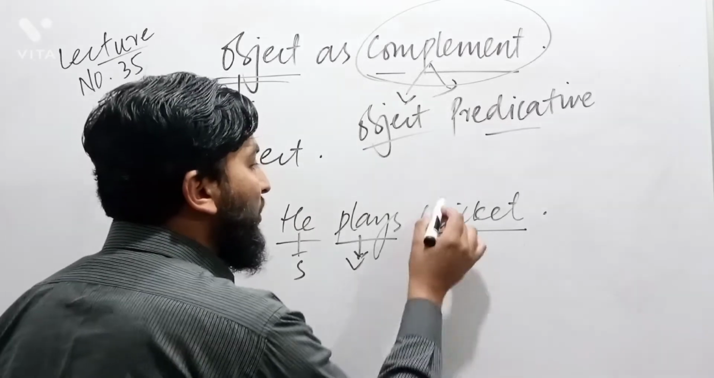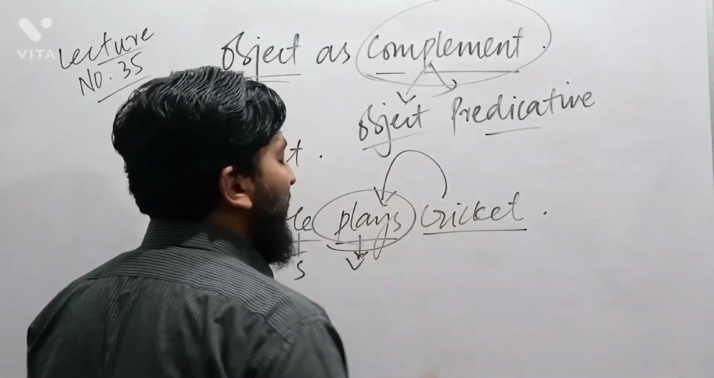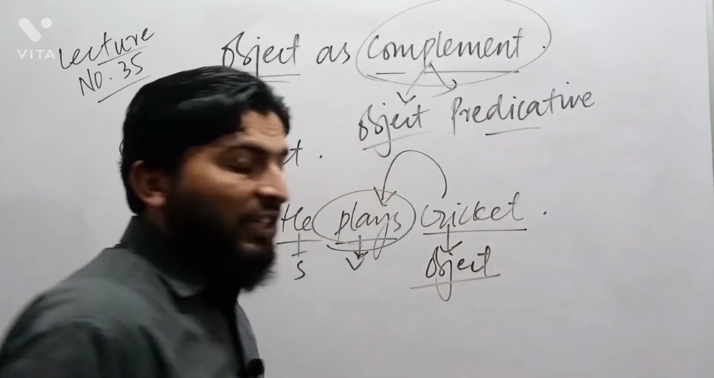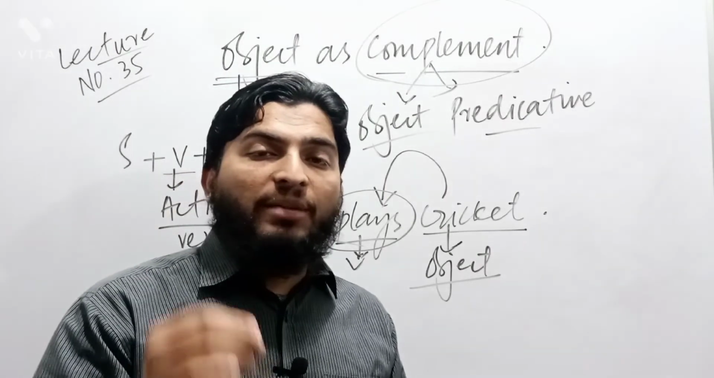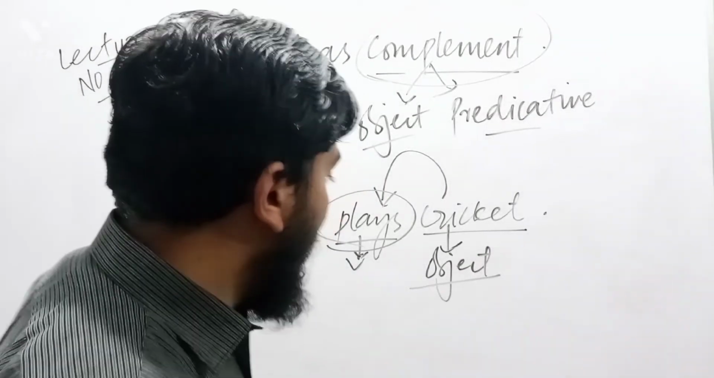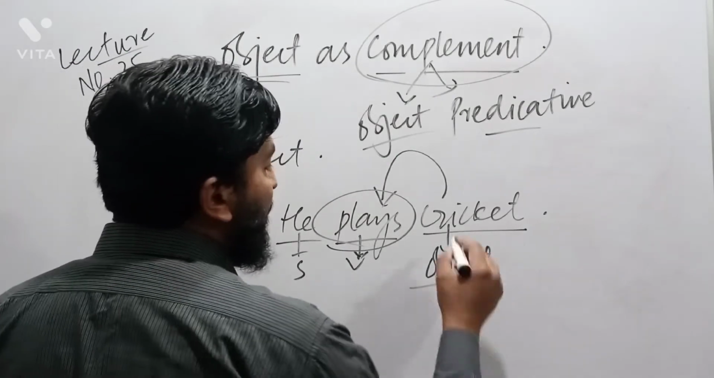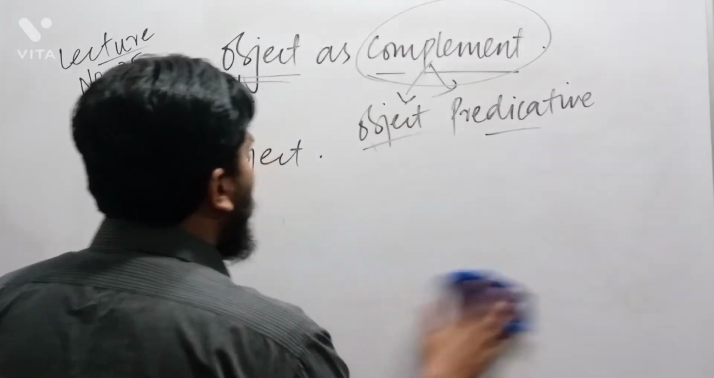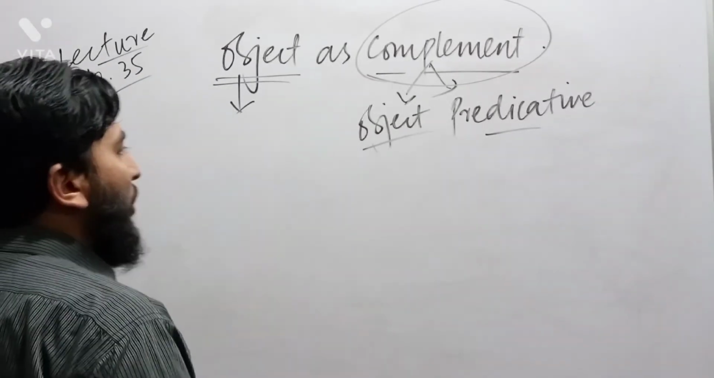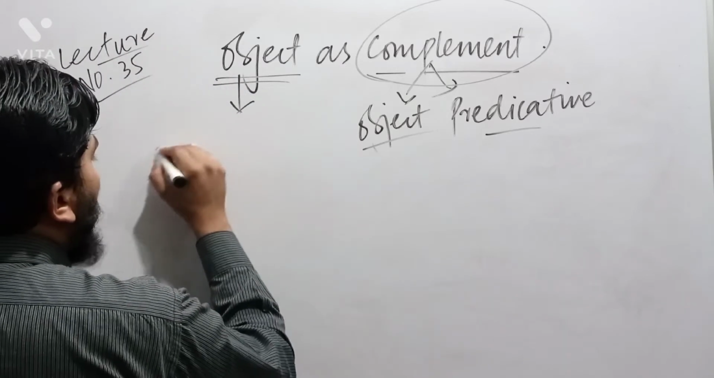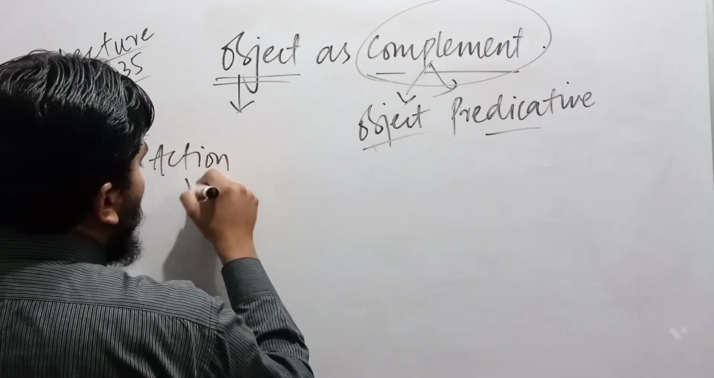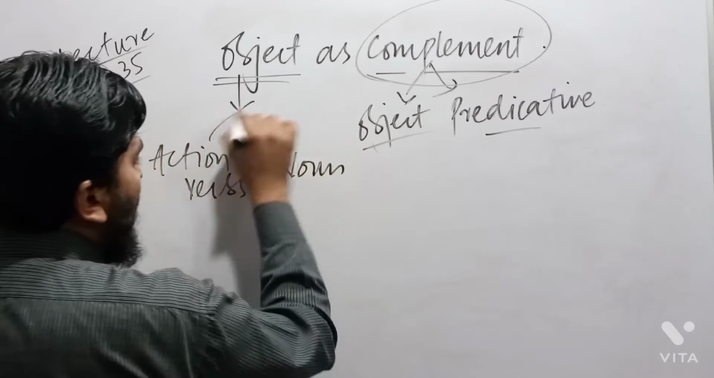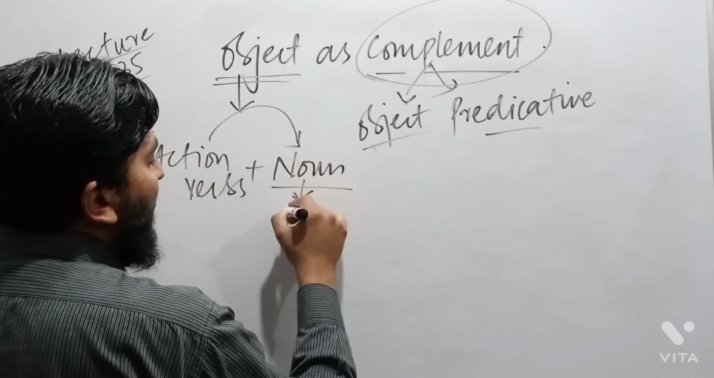one reason, in order to receive this action. What is this action? It is plays, and cricket is a noun that plays the role of an object. It is clear to us that object is that part of the sentence which receives an action. It means that this action is performed on this very word which is called cricket. So subject plus verb plus object, in this we have an action verb. All action verbs, when they are followed by a noun and that action is performed on that very noun, then we call it an object.